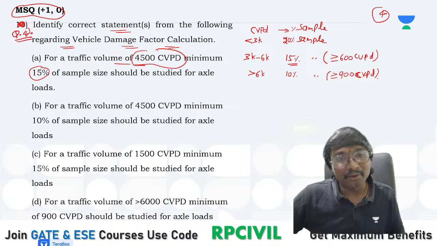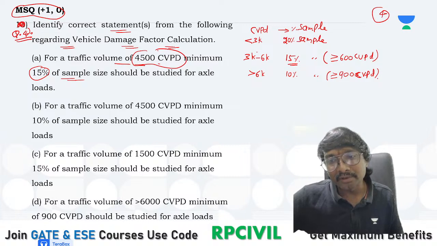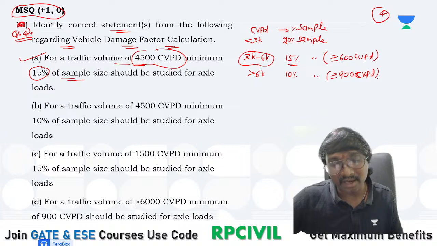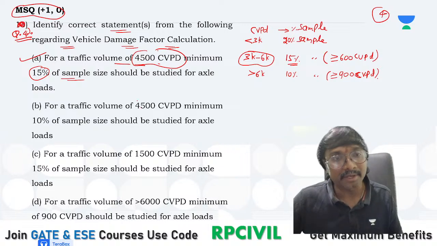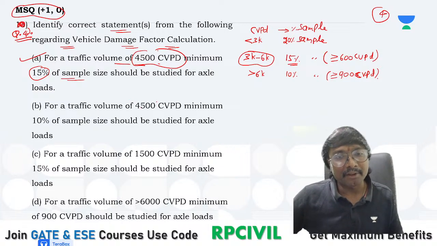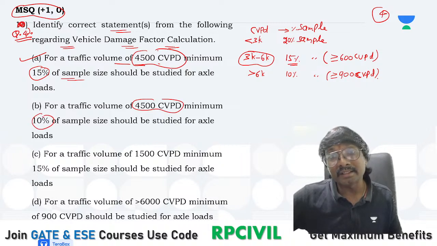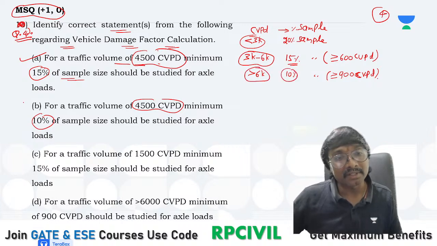So for a traffic volume of this 4500, minimum 15% sample size should be studied for the axle load. Yes? 4500 will be in between this 3000 to this 6000. That is, option A will be correct only. Option A will be correct only. For a traffic volume of this 4500, 10% sample size? No. Lesser than 3000 traffic only we have to go for. Greater than 6000 traffic only we have to go for this 10%. But it is lesser than 6000.